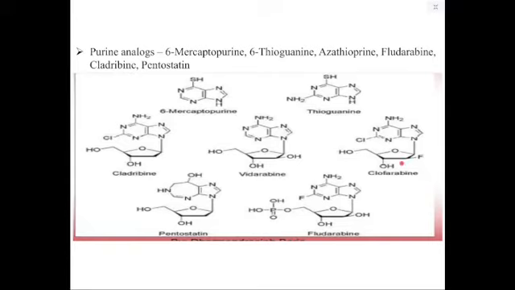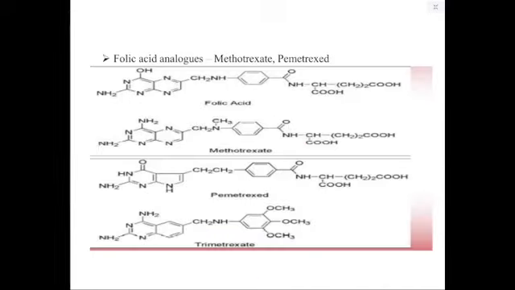And then this one, you can see the fluorine. So if you look at all these structures, there is a lot of structural similarity, and a small structural difference that brings in the change. The pentostatin has a 7-membered ring rather than the usual 6-membered ring, and that for sure brings about a difference in activity. So that is the second one, where we have the purine analogs.